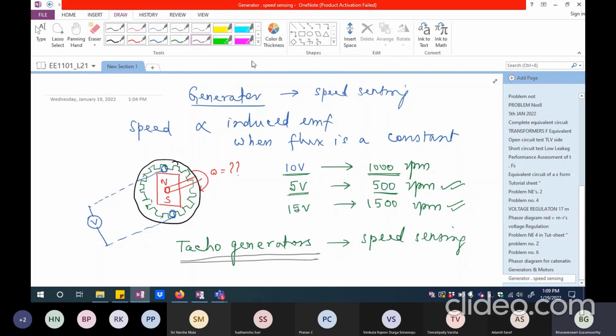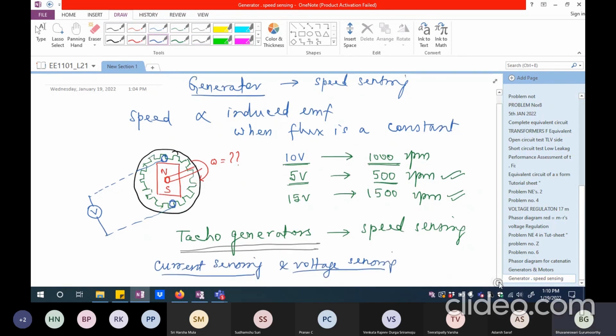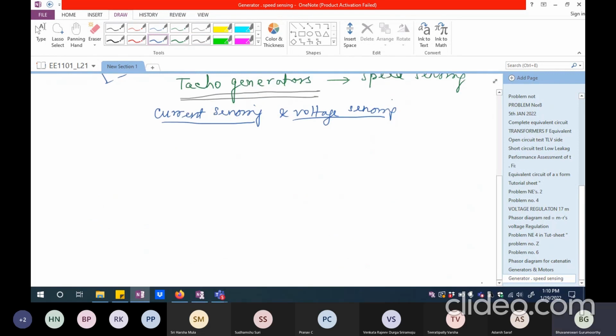Any other questions? So along with this, let me talk a little bit about current sensing and voltage sensing. After that, I'll go over to the linear actuator and motor. So current sensing and voltage sensing, how this is done generally. I'm talking about sensing. I'm not talking about measurement. There is a big difference between the two. The measurement is basically done by a human being.